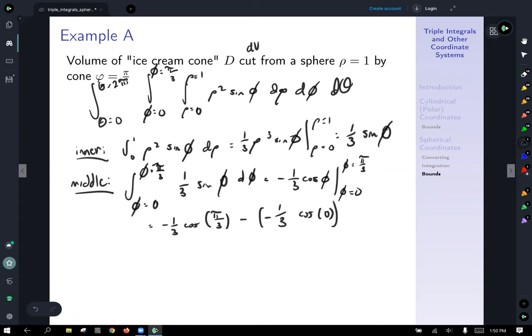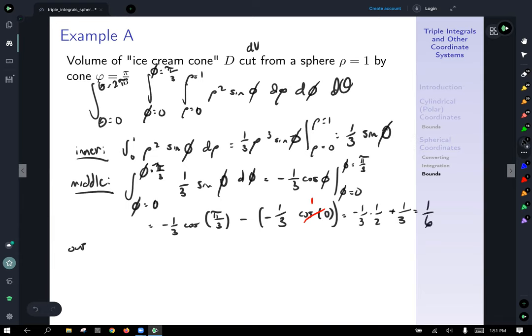Now cosine of 0 is 1, and cosine of pi over 3 is 1/2. So that's going to give us negative 1/3 times 1/2 plus 1/3. That's going to give us negative 1/6 plus 1/3, which gives us positive 1/6.